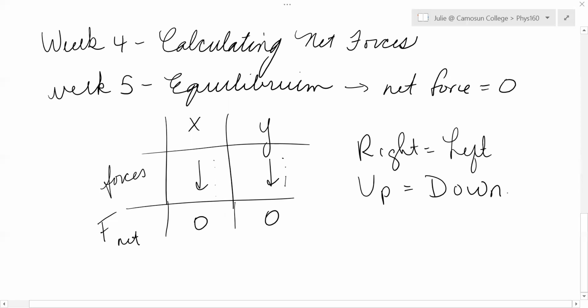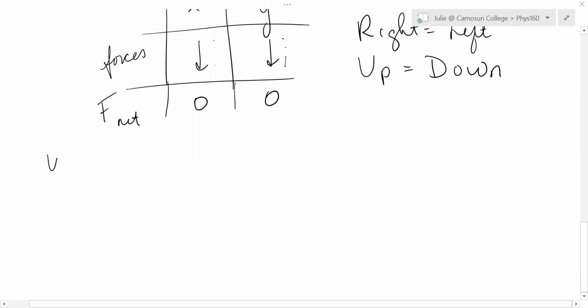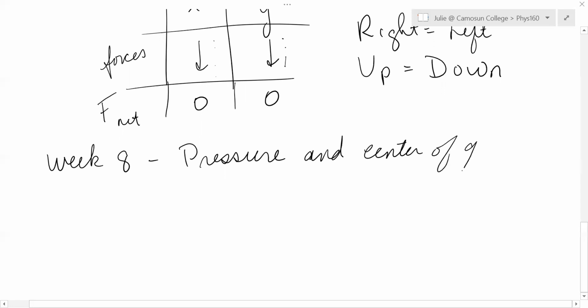Okay, then we had a couple weeks break for your exams and reading break. And so then it was week 8. We picked up again, and this is when we did pressure and center of gravity. You're pretty good at the center of gravity. That was a pretty straightforward assignment. It's simply using the formulae, which I'll give you on the formula sheet for the center of gravity in the X and Y directions separately.